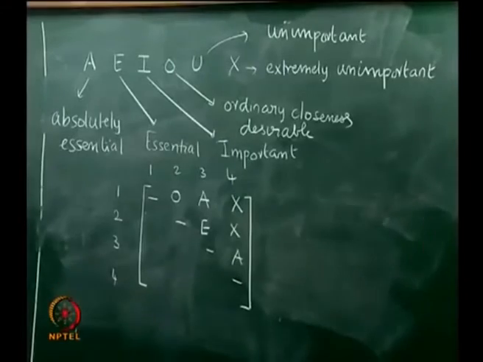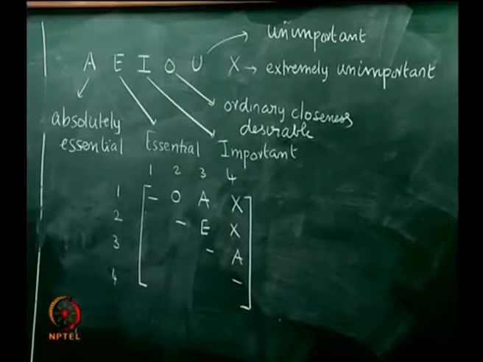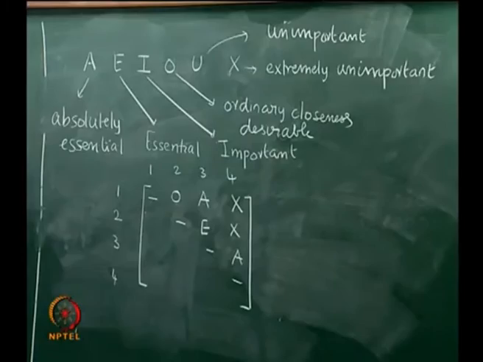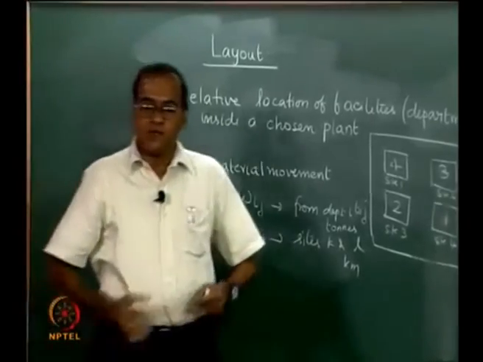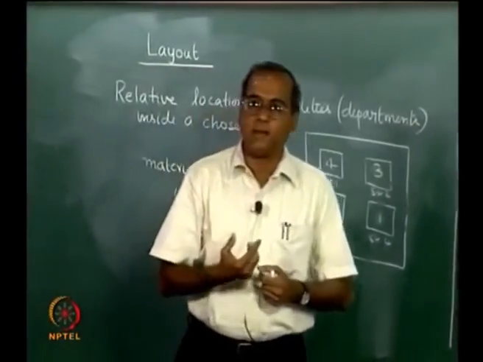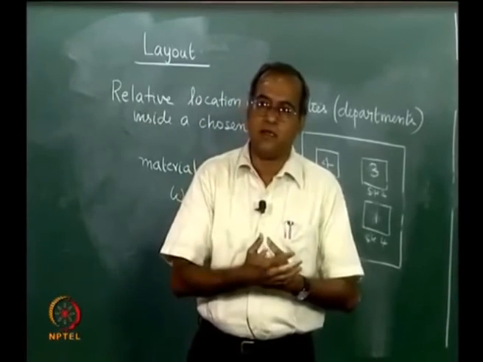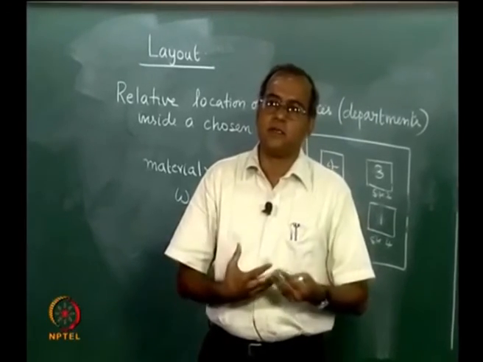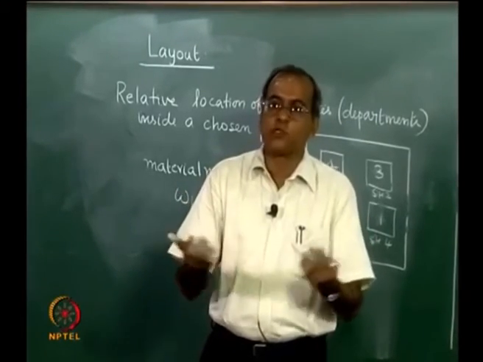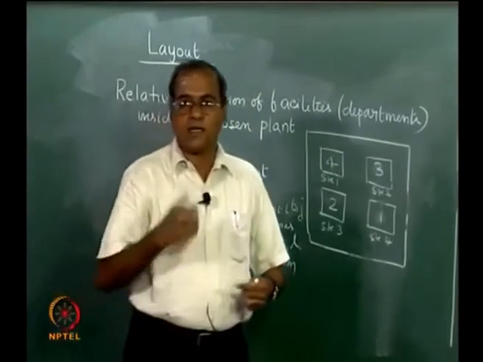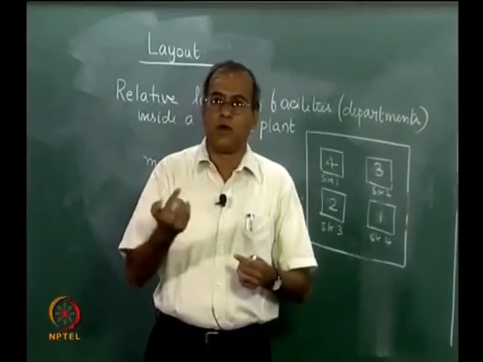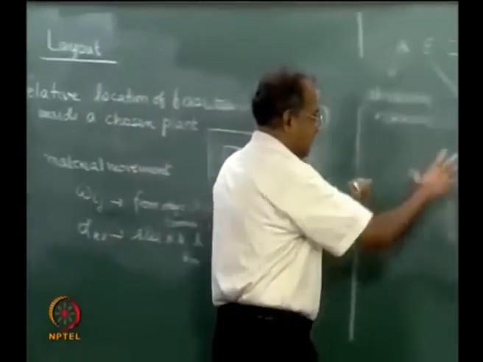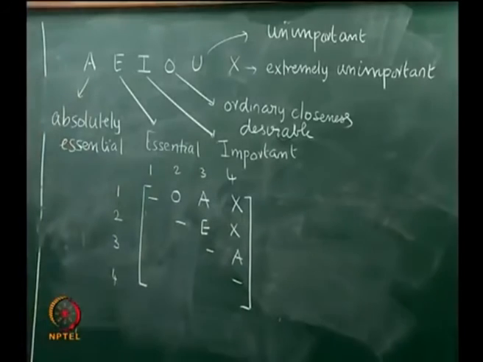So, here we are not quantifying the relative importance through the weight or material movement and the distance. Here we ask the experts to say, based on what they have seen and based on their view, how important it is to keep these 2 facilities close to each other. So, they would mark an A or an E or an I or an O or a U inside this matrix. Sometimes this is symmetric, sometimes it need not be symmetric.